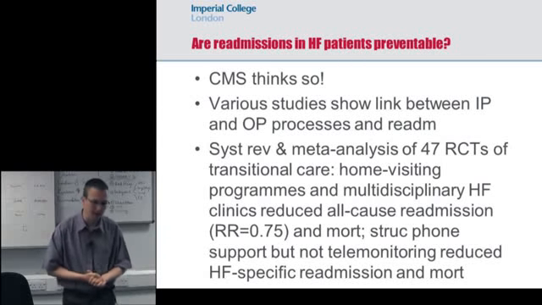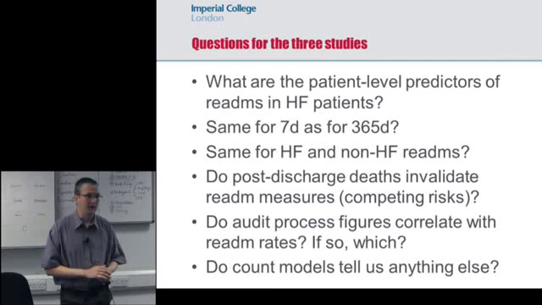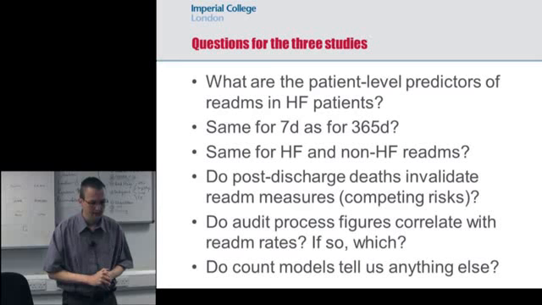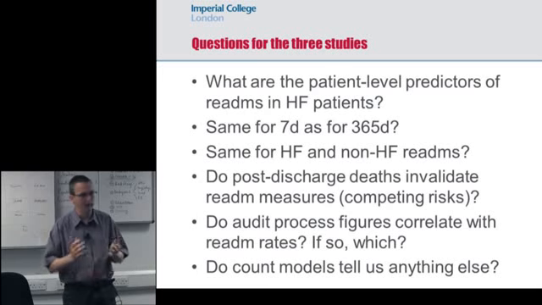So let's go on to our 3 studies. We wanted to know what are the patient-level predictors of readmissions in heart failure patients to try and understand patterns better. I mentioned time period of follow-up earlier, so are the predictors for 7-day readmissions the same as for 30-day and for 365-day readmissions, for instance, or do things change? Does it vary according to the main diagnosis of that readmission, whether you're readmitted principally for heart failure or readmitted principally for one of the various other things you probably have wrong with you, COPD or whatever?